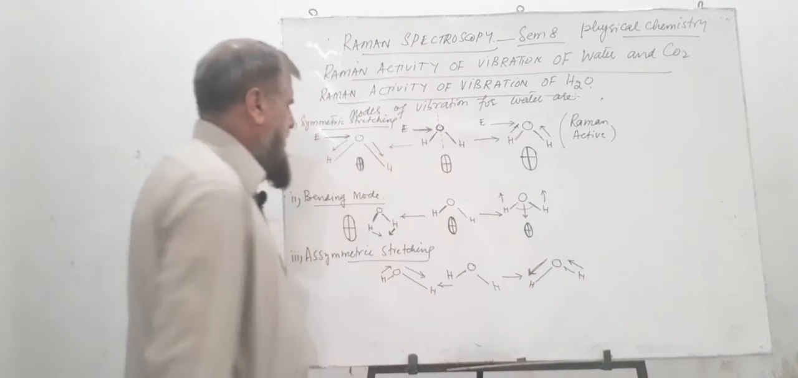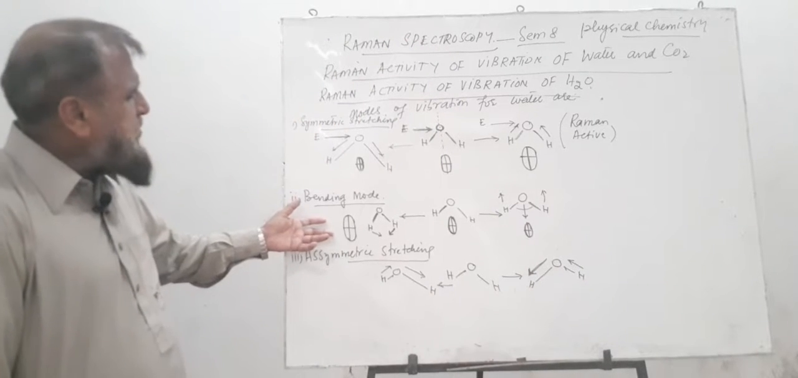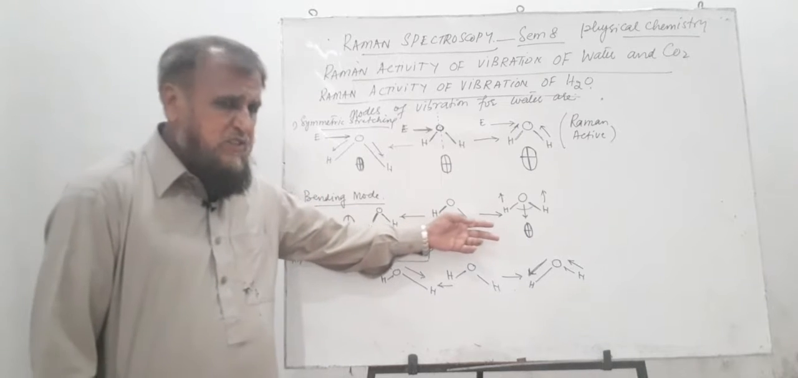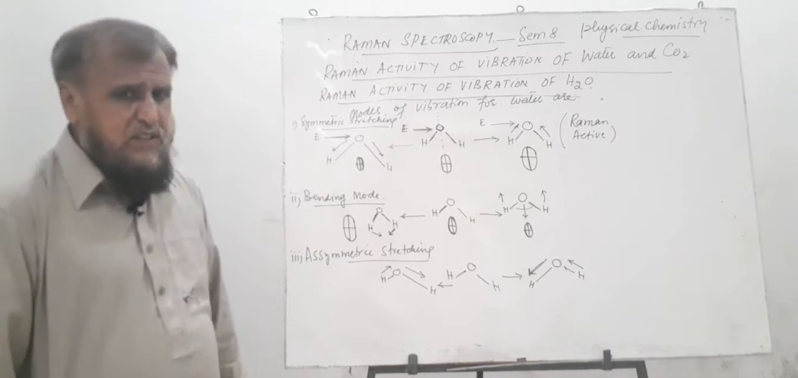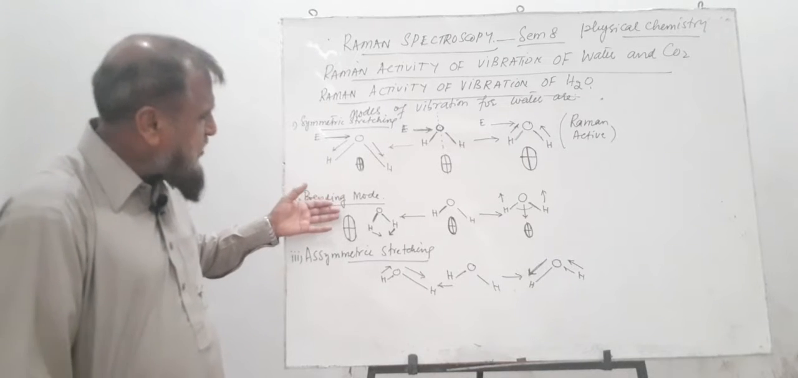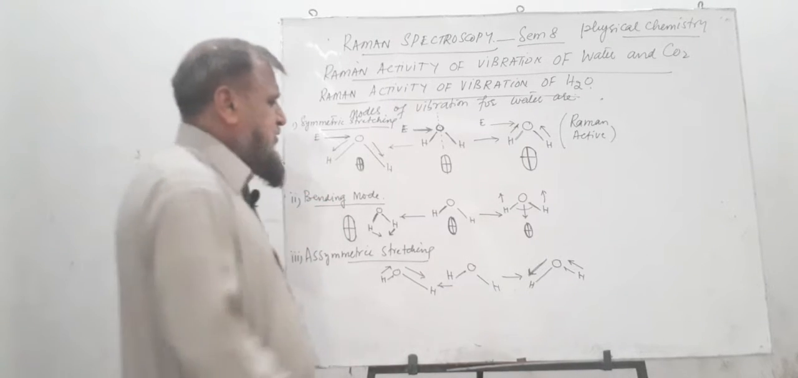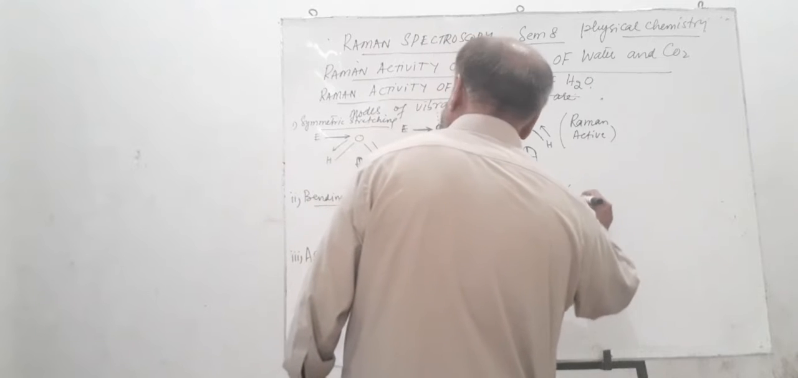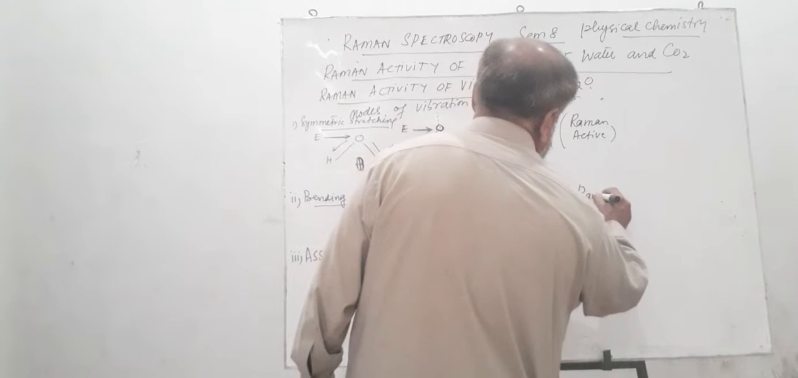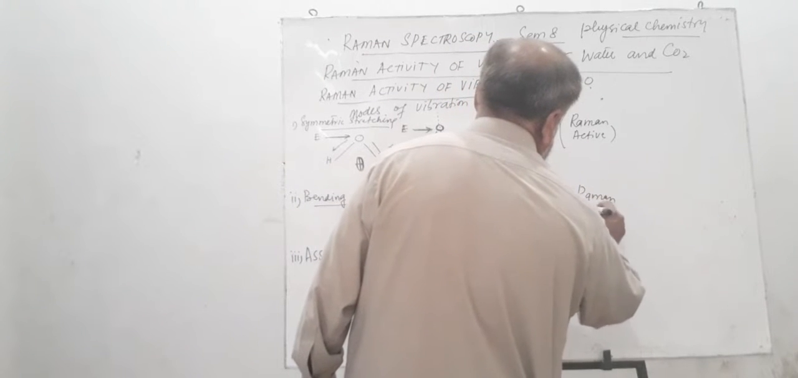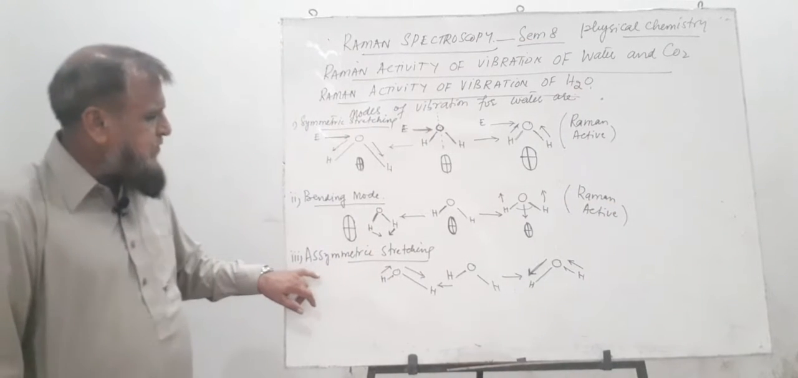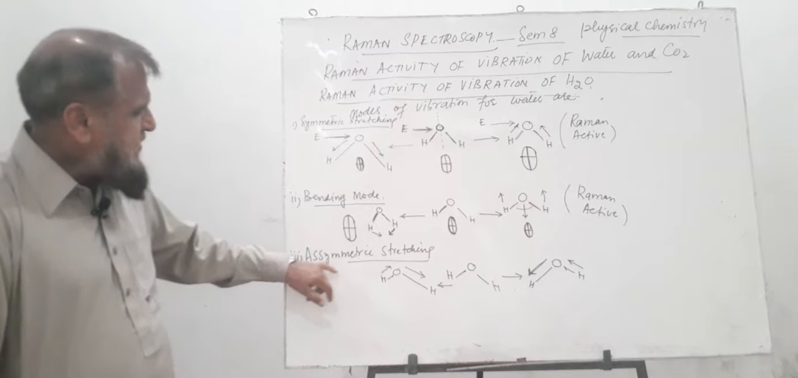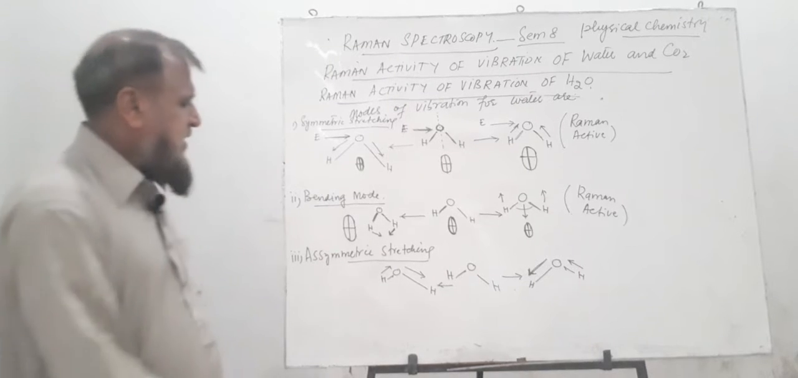In this case also, the magnitude of polarizability is changing during the bending mode. However, the direction remains the same. As the magnitude of polarizability changes, this mode will also be Raman active. Now we come to the third type of vibrational mode, which is the asymmetric stretching.